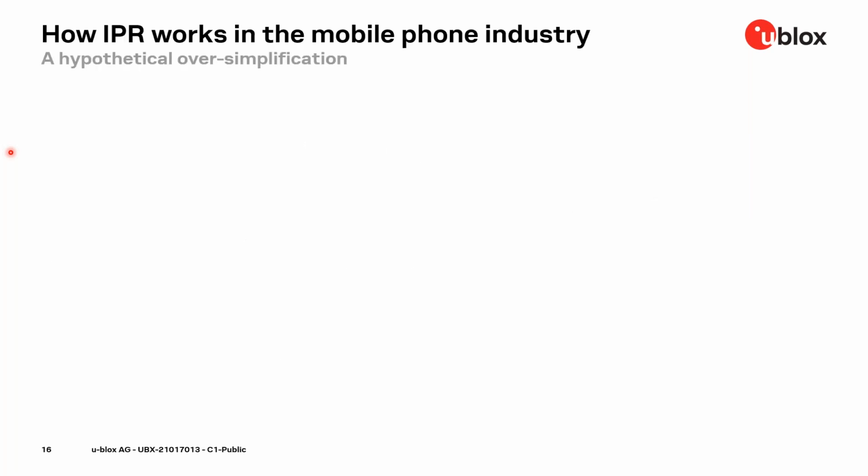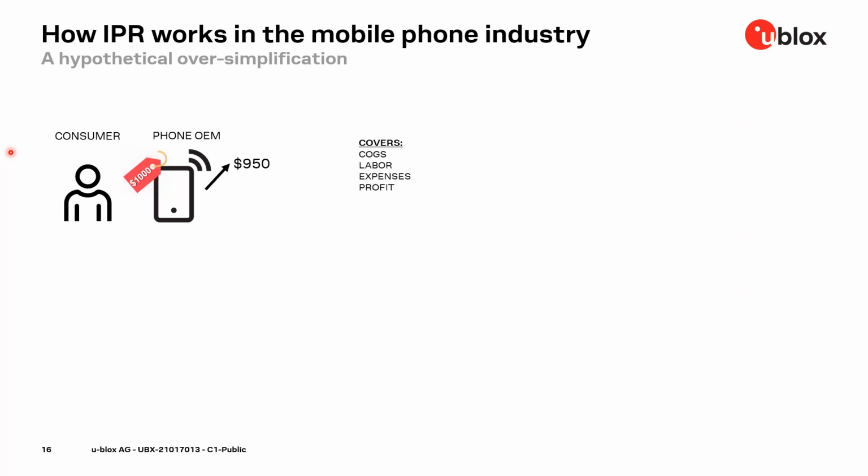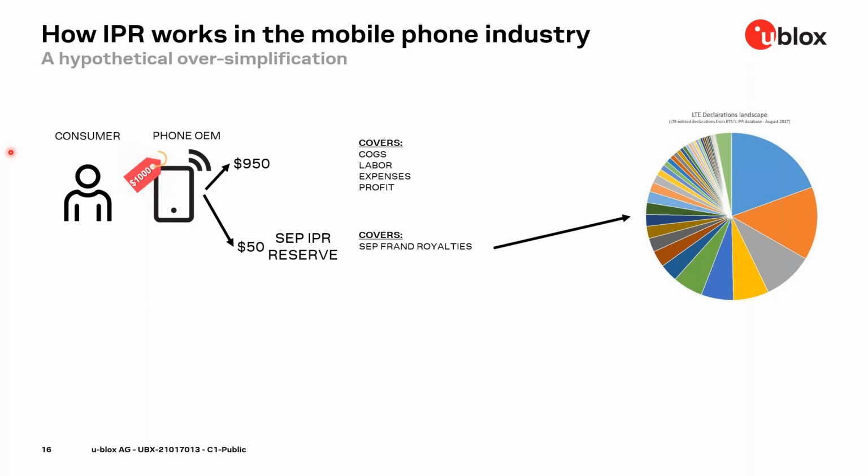So let's talk about how SEP owners get paid and how this all works in a market we're familiar with, the mobile phone market. So this is a consumer use case. This is an oversimplification. It's hypothetical. The numbers here aren't drawn from any fact. It's representative of what you might expect to see. So let's suppose you go out and buy a fancy phone for $1,000. In this hypothetical example, the OEM might keep, let's say, $950 of that $1,000. And that covers all their costs of goods, their labor, their marketing and sales expenses, their distribution expenses, and hopefully a reasonable profit. The other $50 gets set aside, reserved if you will, for covering these SEP royalties.